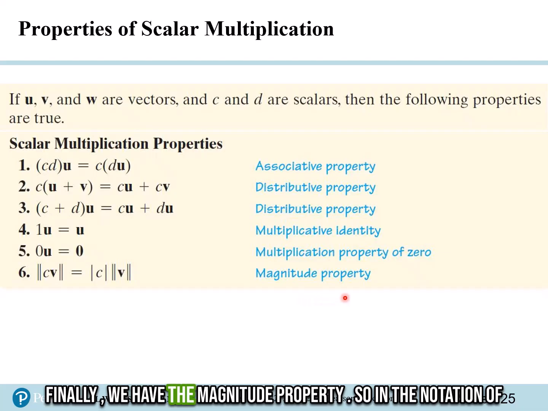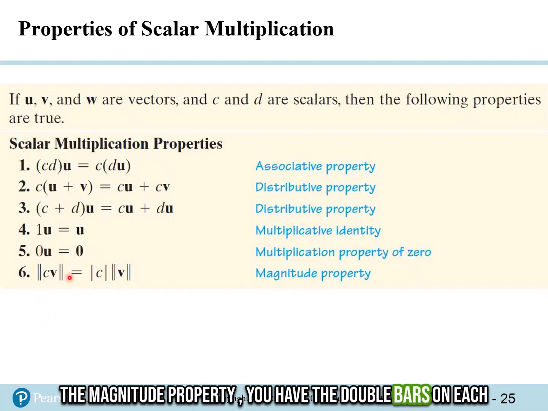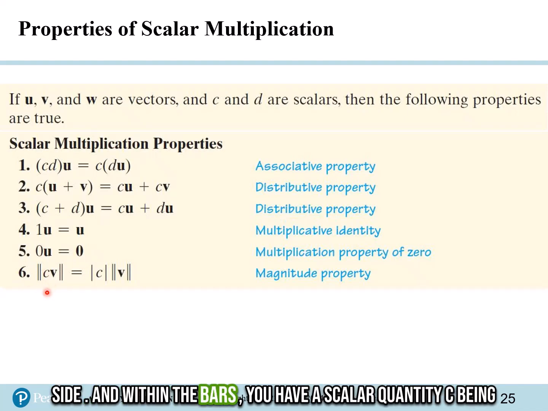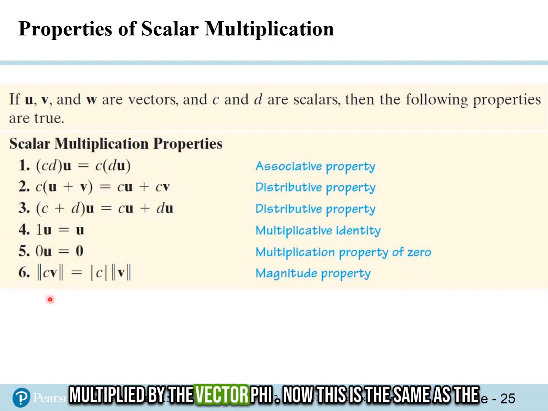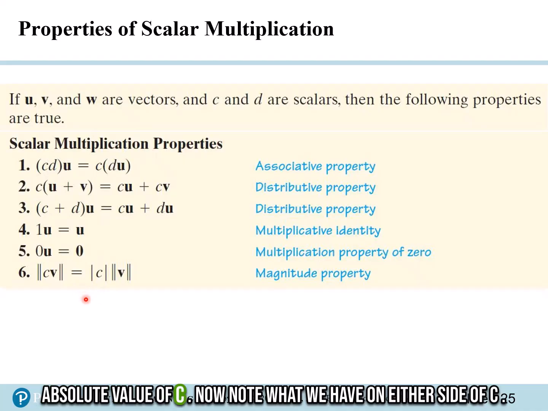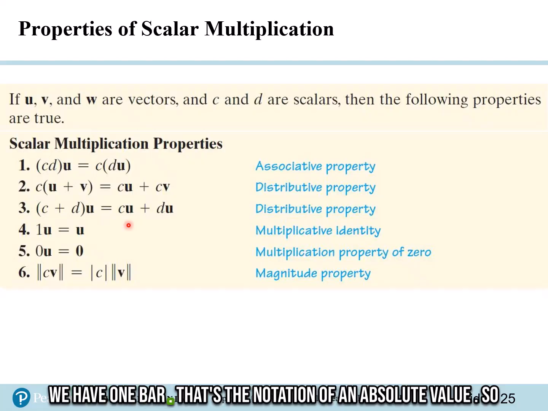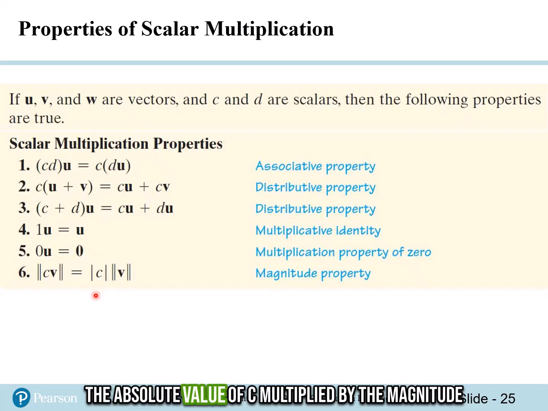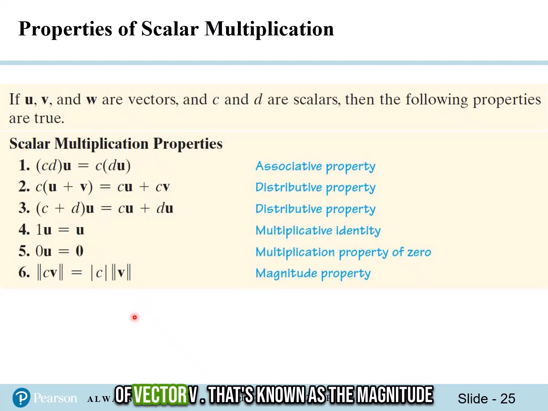And finally, we have the magnitude property. So in the notation of the magnitude property, you have the double bars on each side, and within the bars you have a scalar quantity c being multiplied by the vector v. Now this is the same as the absolute value of c. Now note what we have on either side of c. We have 1 bar. That's the notation of an absolute value. So the absolute value of c multiplied by the magnitude of vector v. That's known as the magnitude property.